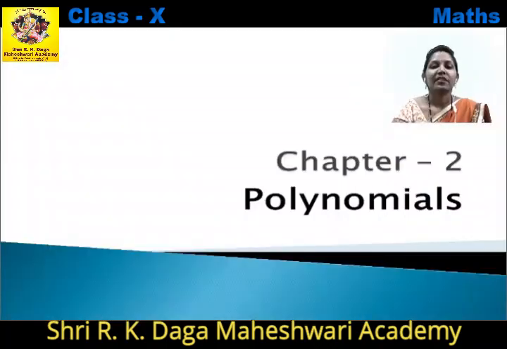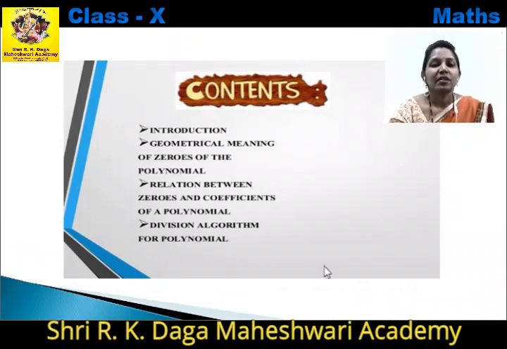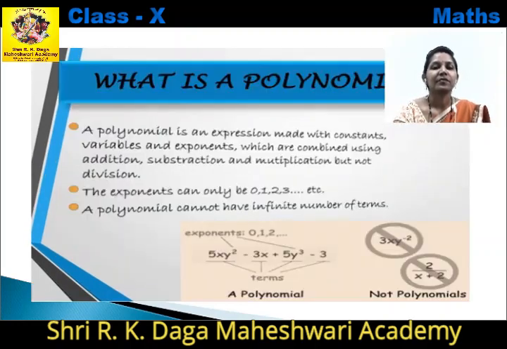In class 10, we will start with chapter 2, polynomials. In this chapter, the topics are introduction of polynomial, geometrical meaning of zeros of the polynomial, relationship between zeros and coefficient of a polynomial, and division algorithm for polynomials. So first topic is, what is a polynomial.